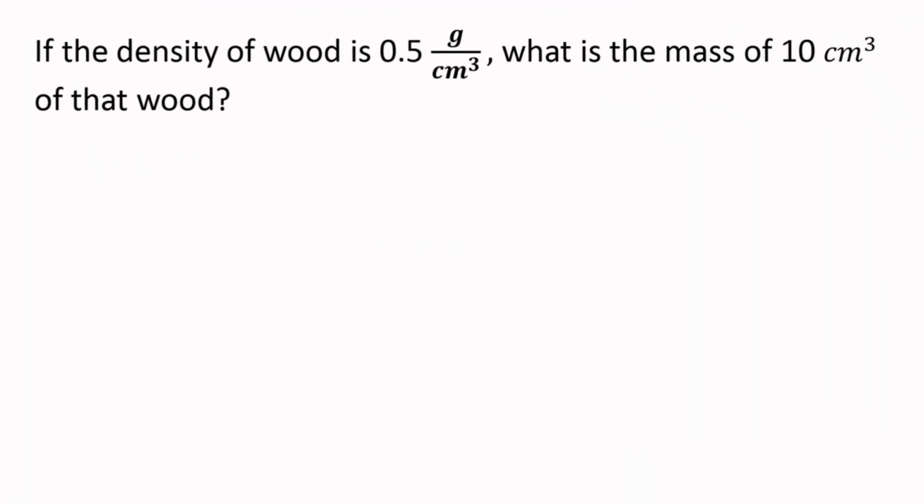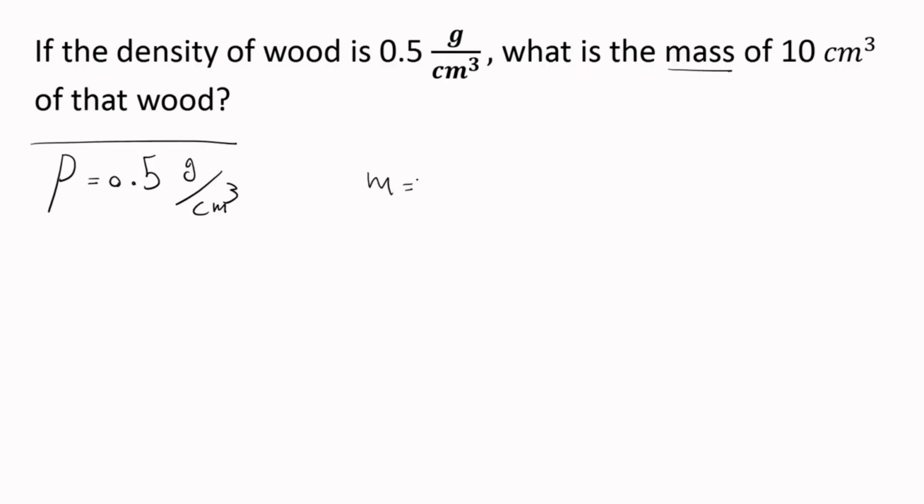Look at the first example. We have the density of the wood. Rho is equal to 0.5 gram per cubic centimeter. I strongly suggest you write it like that, okay? It's not going to hurt you. And I have the mass. Oh, I'm sorry, I do not have the mass. What is the mass?